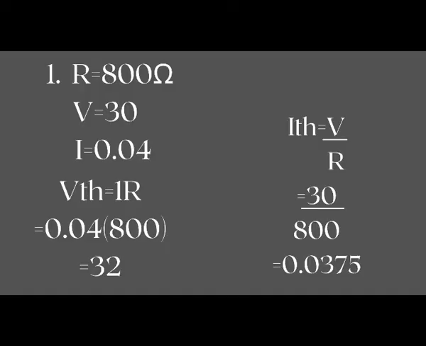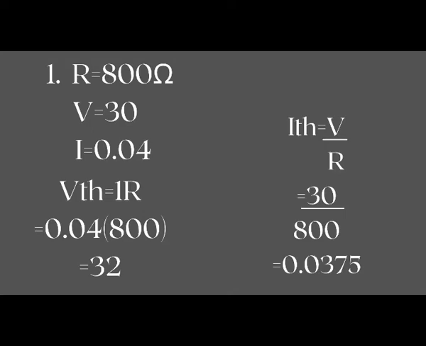Ohm's law states that the strength of a direct current is directly proportional to the potential difference and inversely proportional to the resistance of the circuit. In formula, we have V equals IR, where V is voltage, I is current, and R is resistance. Let us take for example trials 1, 2, 3, 4, and 5. We have set the resistance in an increasing manner.